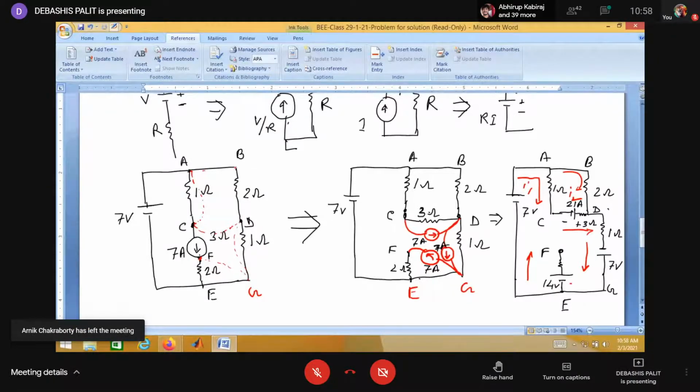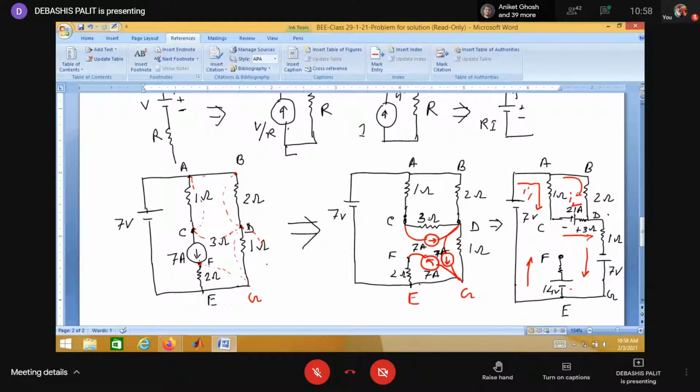This point and this point are same. Then this path, then this path. You got my point? Yes, sir. So you have to follow this path first.